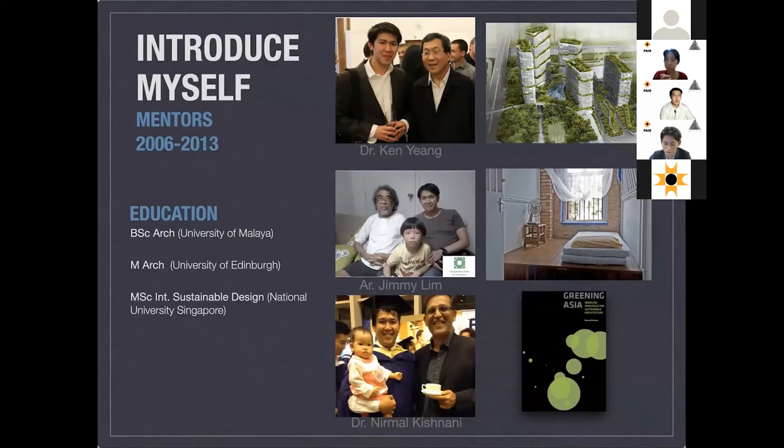I think just now Kuma already went through my bio data. I just want to introduce my mentors in sustainable design. The first person is Dr. King Yang. I worked with him in my early career, so he inspired me a lot on sustainable design. The second one is Jimmy Lim. Maybe most of the young architecture students are not familiar with him. He was the Aga Khan Award winner, I think during the 90s.